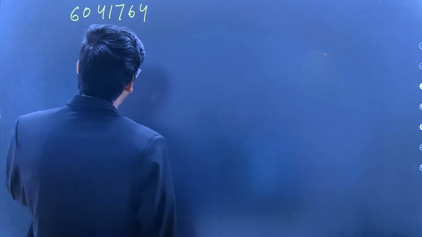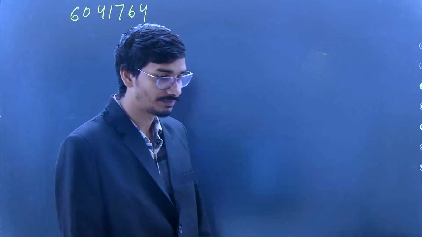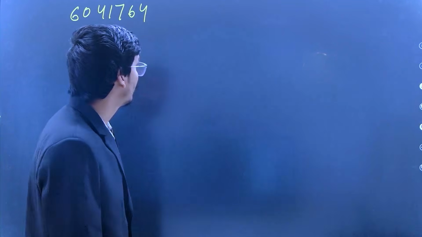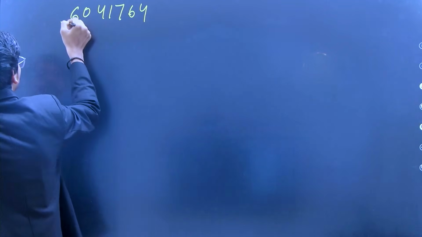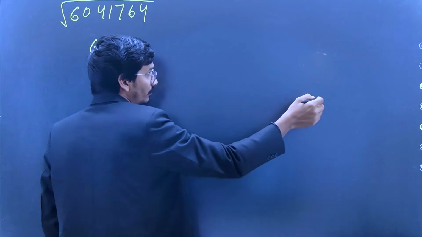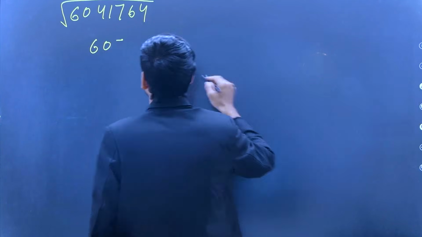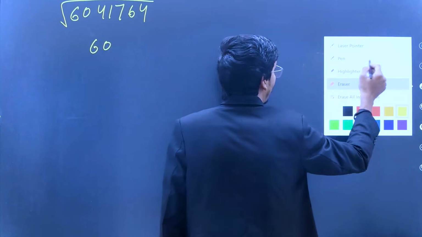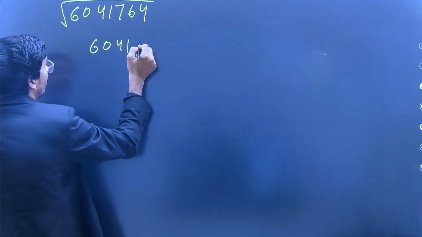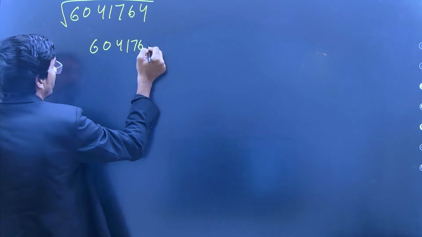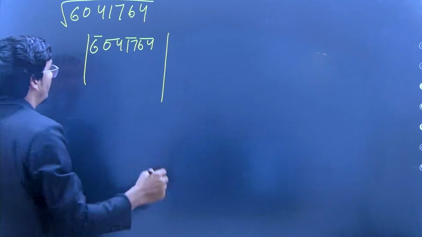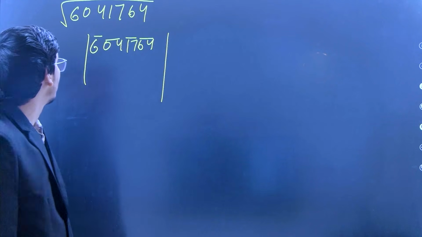Okay. So we have to find the square root of this quantity. Let's see how to find this. So first of all, what will we do, beta? Pairing. First of all, we will pair the digits.